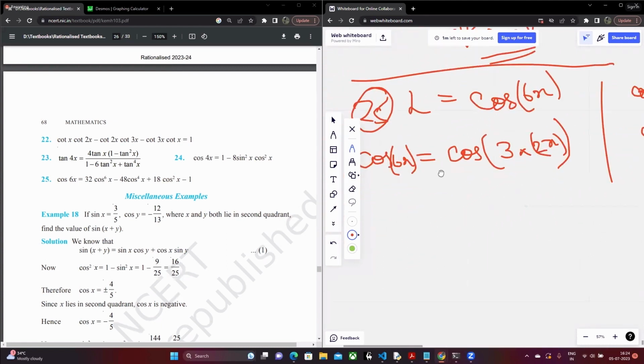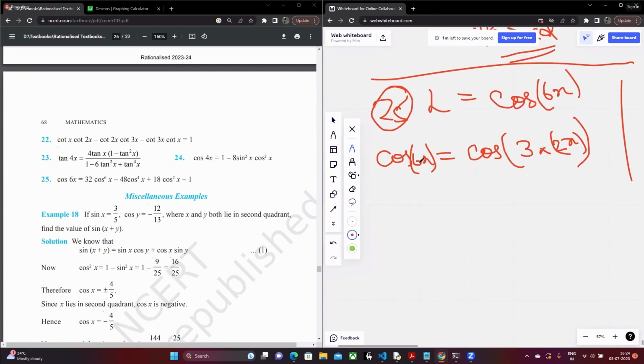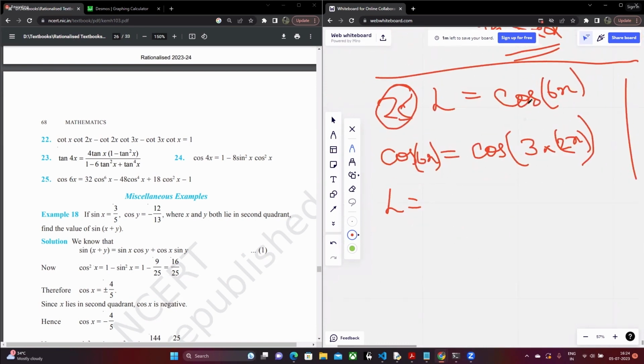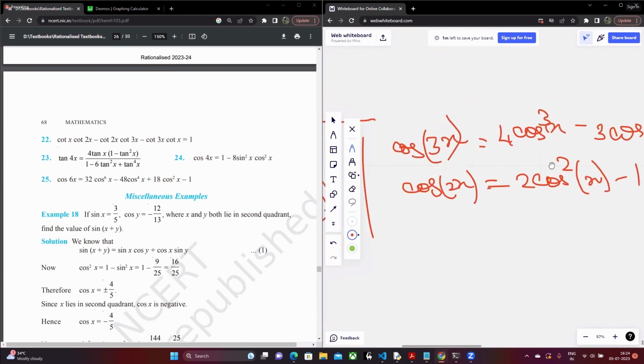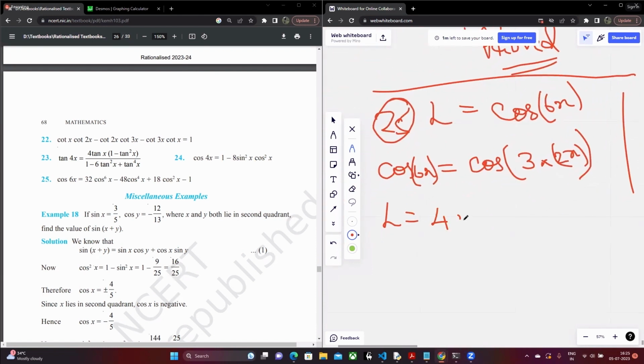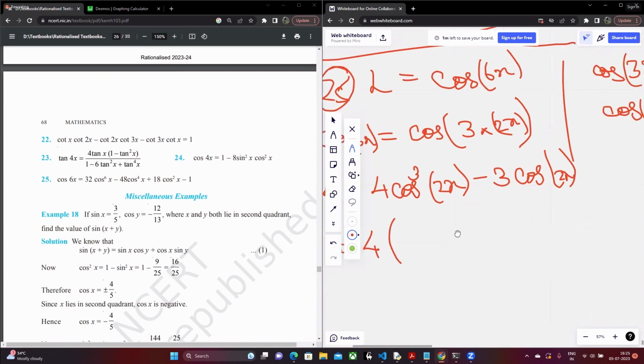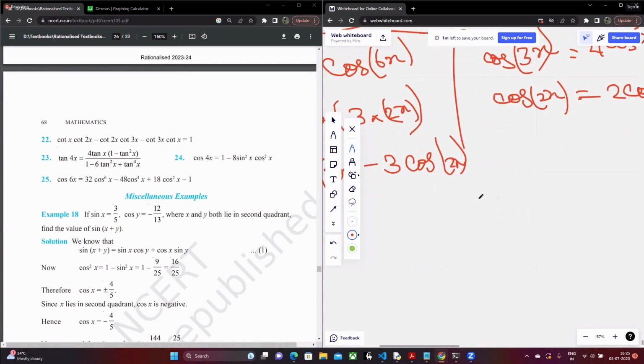So since I'll write cos 6x as cos of 3 into 2x, I can expand this using the cos 3x formula. I can write this as 4 cos cubed of 2x minus 3 cos of 2x, right? Which is basically equal to 4 times, substituting cos 2x over here.